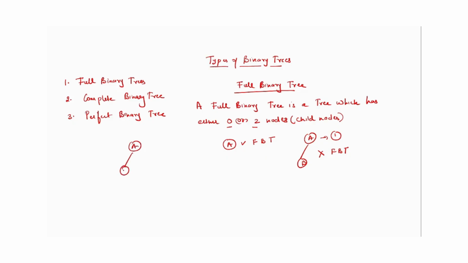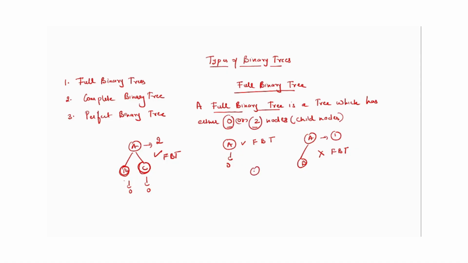Here A, B, C, this is a full binary tree. Why? Because A has 2 child nodes and B has 0 child nodes and C has 0 child nodes. Here A has 0 child nodes. Therefore a full binary tree is a tree which has either 0 or 2, right?